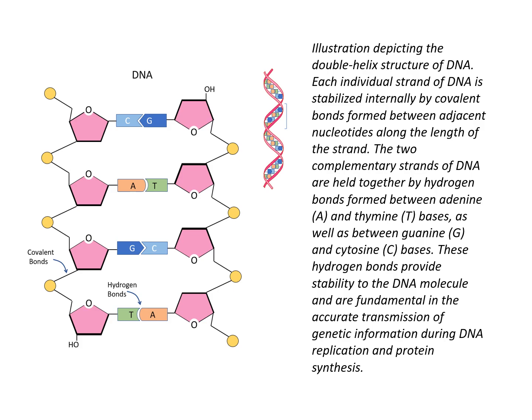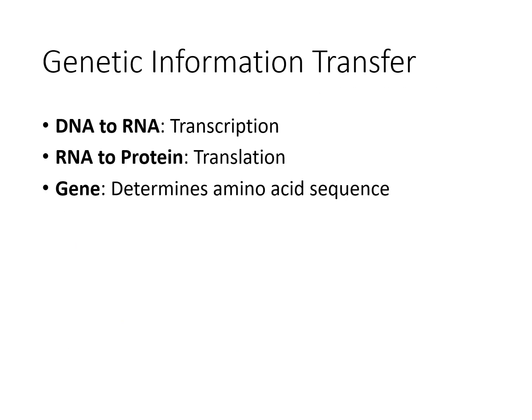We'll explore this in more detail later in the course, but here's a quick overview of how genetic information is transferred. First, the information stored in DNA is copied into RNA through a process called transcription. Then, that RNA is used to build proteins during translation. A gene is simply a section of DNA that carries the instructions for making a specific protein. It determines the sequence of amino acids in that protein.